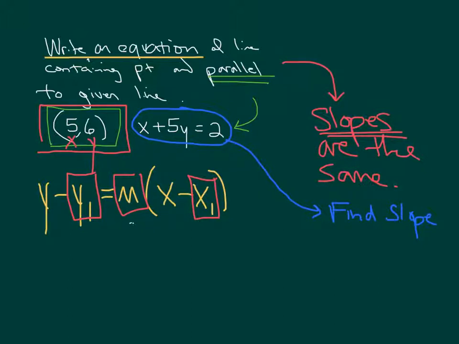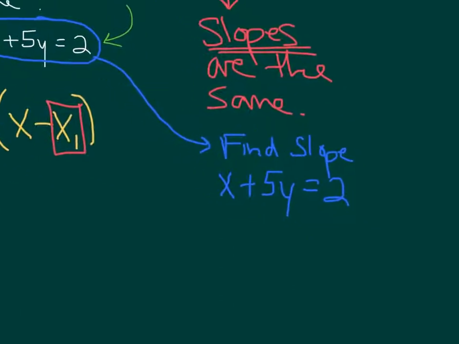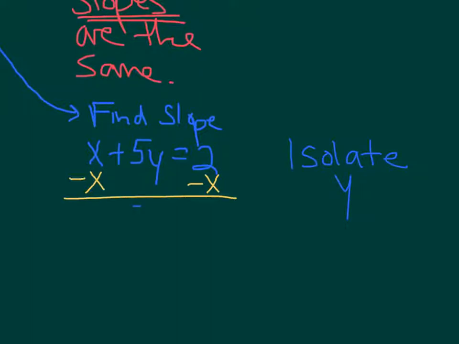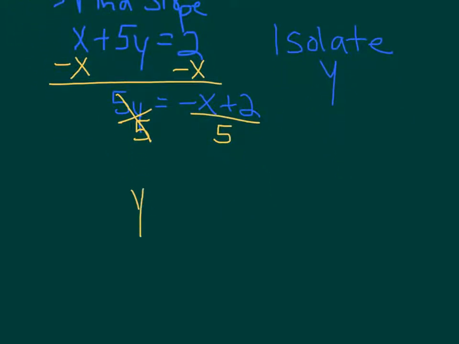Just looking at x plus 5y equals 2, we can't tell the slope. What we've got to do is isolate y, so we need to get rid of this x. Now we've got 5y equals, and be careful, the 2 and the negative x don't go together, so negative x and then a positive 2. Our last step is to divide by 5 on both sides. We're left with y equals negative 1 over 5 x plus 2 over 5.